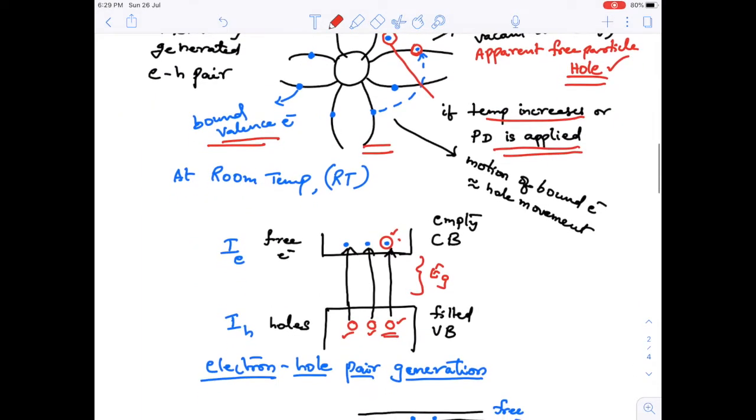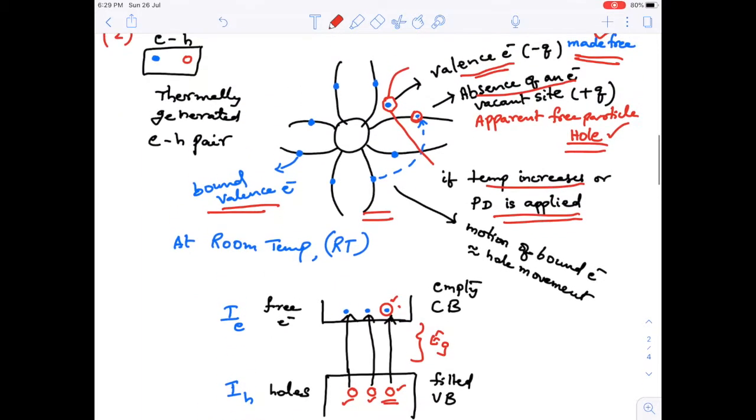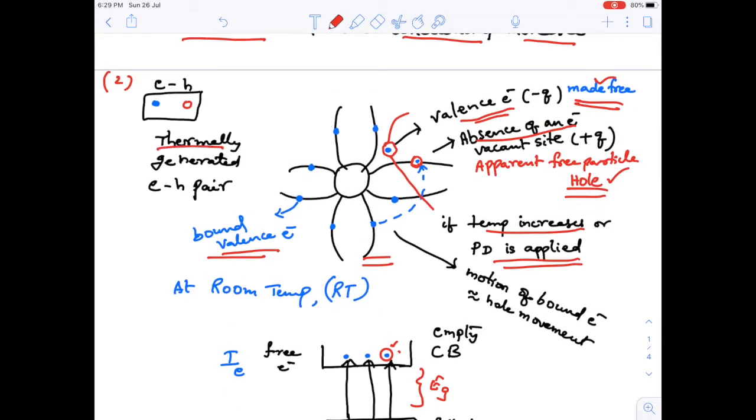Now, at room temperature, what is happening? There is a thermally generated electron hole pair. So electron hole pair generation takes place even at room temperature because of thermal energy. Now, what will happen as the temperature increases? Now, this tightly bound electron can go and occupy this hole like this, and thereby there is a motion of bound electrons.